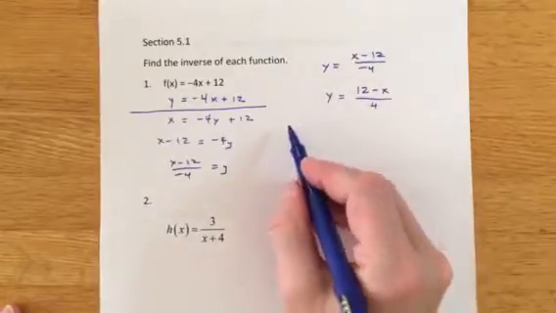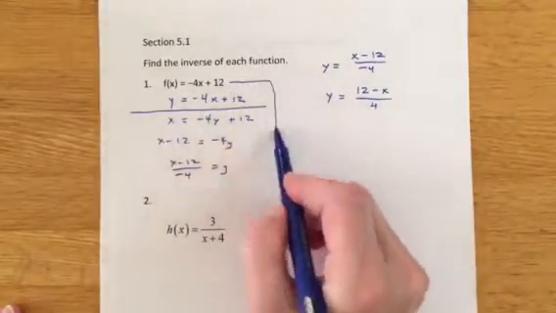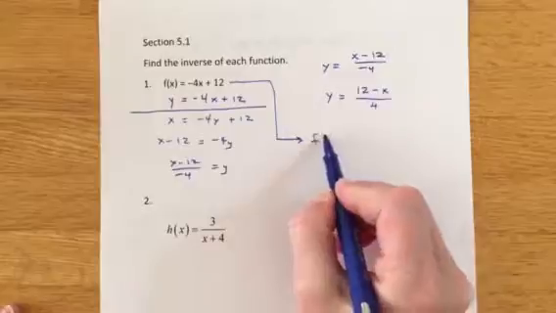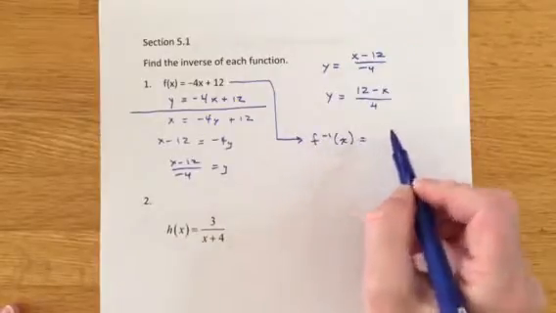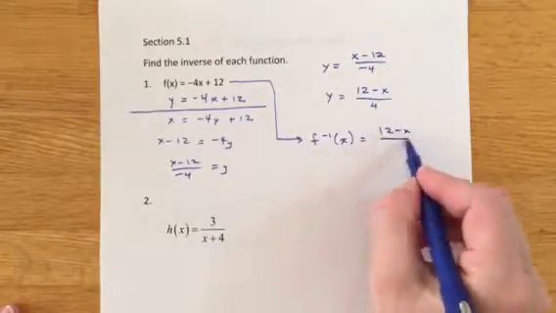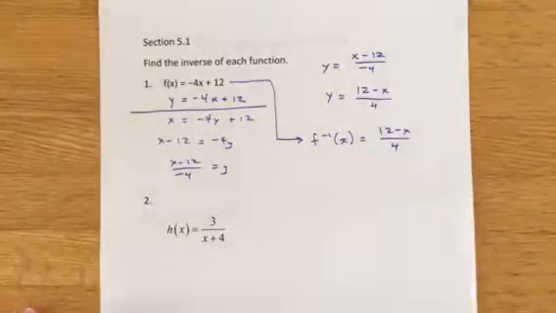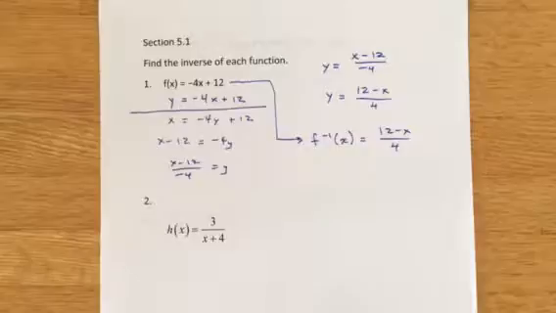So again, it's just nice when you start with f of x and you're finding the inverse to write it with the inverse notation. f inverse of x is 12 minus x over 4. Remember, if you look at the graphs, they should be reflections about the line x equals y, that diagonal line through the first and third quadrants.